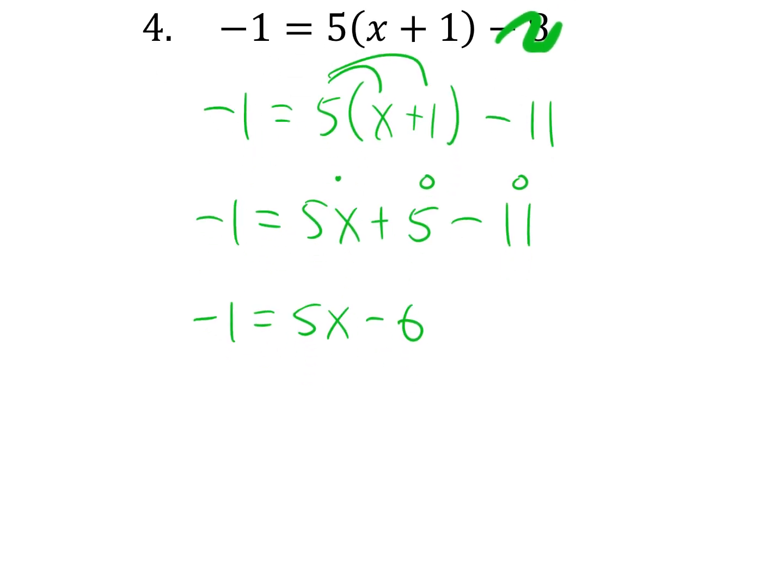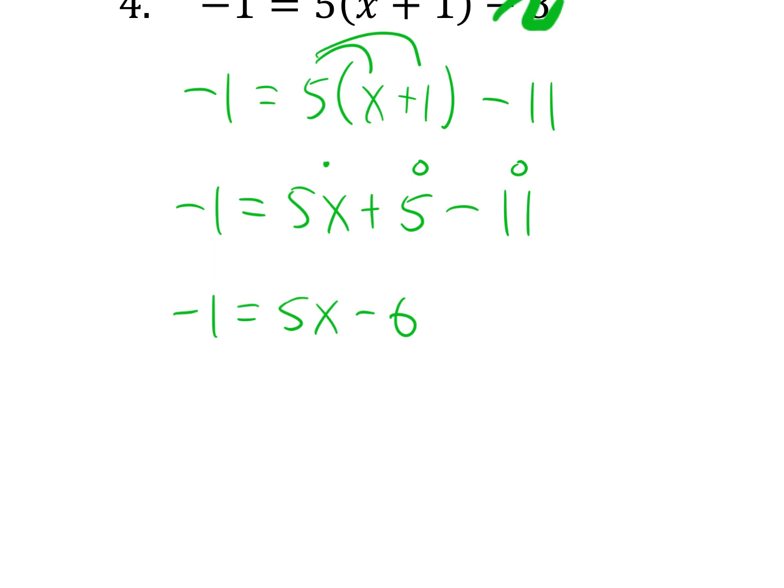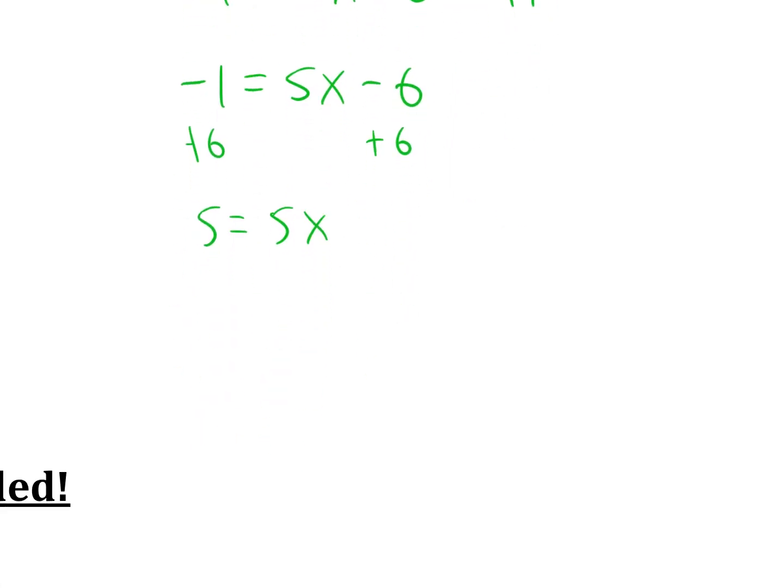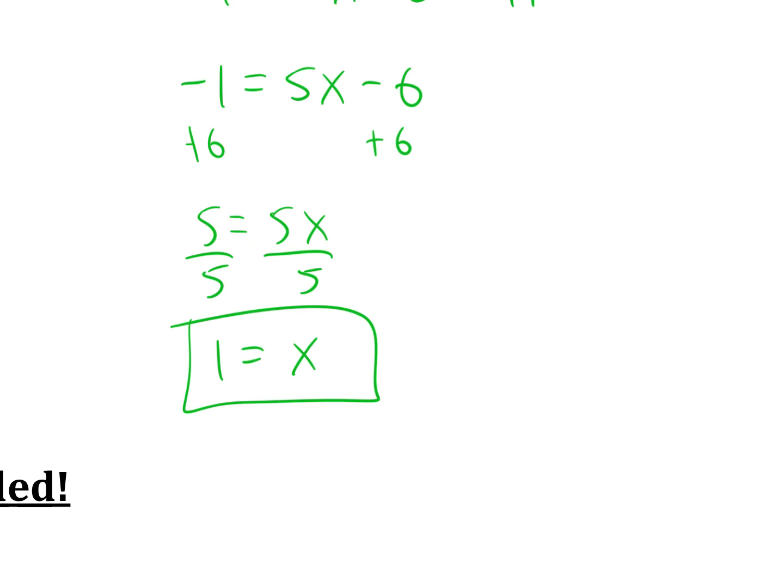All right, now we can get back to getting x by itself. Any addition or subtraction here to get rid of to get the 5x by itself? Yeah, we're going to add 6 to both sides. So we got a negative 1 plus 6 is going to be 5. So 5 equals 5x. All right, last step, divide by 5. 1 equals x. All right.